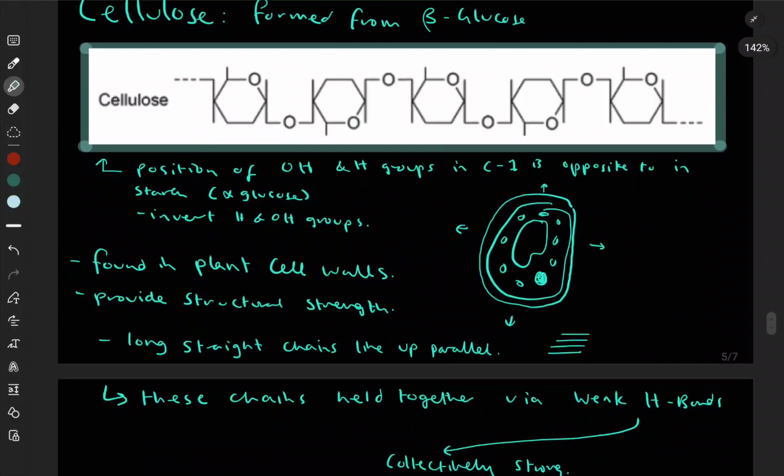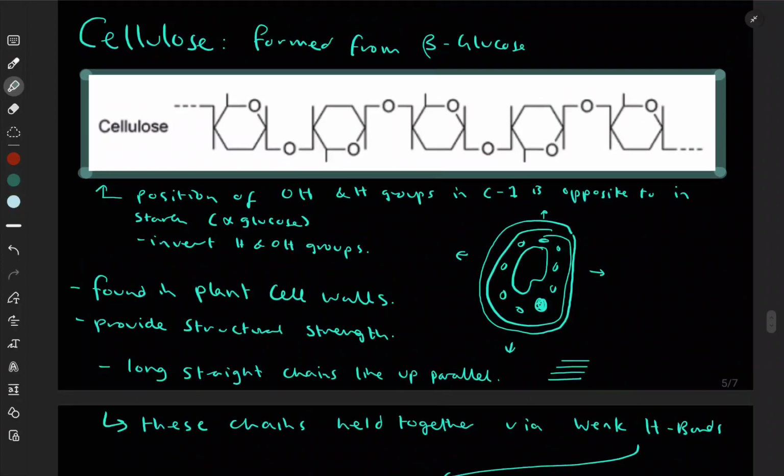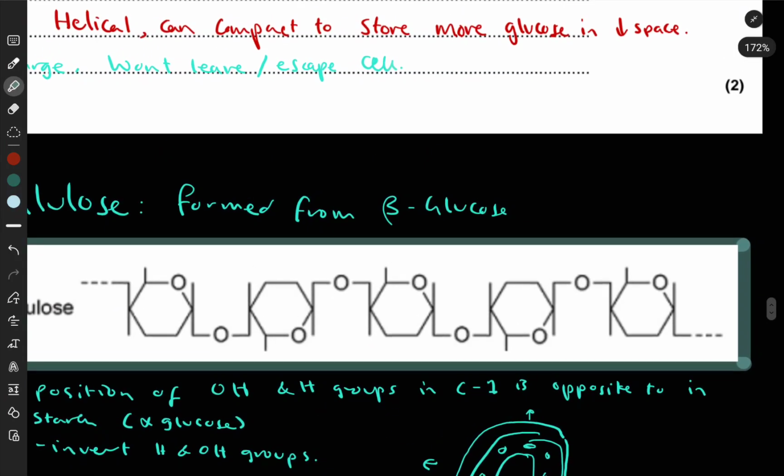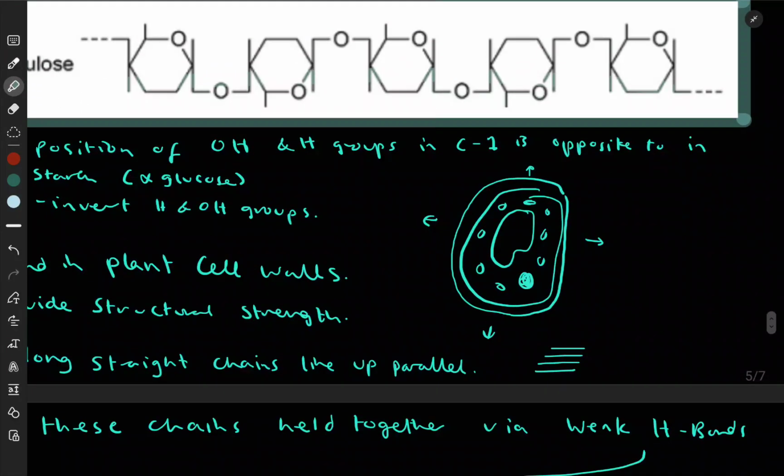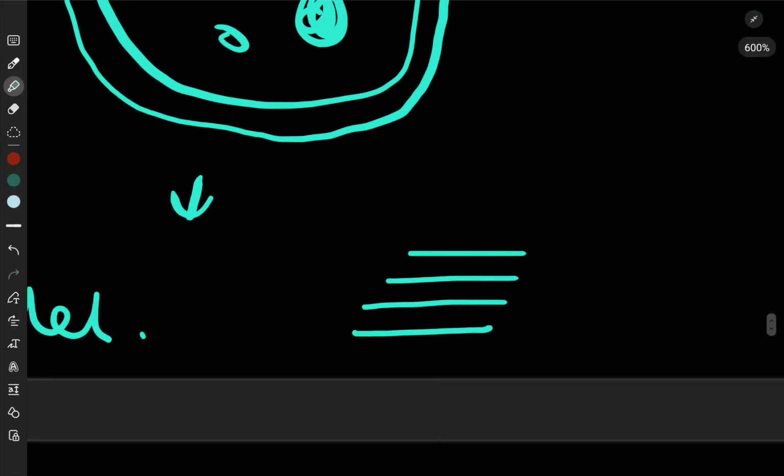Okay, next thing is cellulose can be found in plant cell walls to provide structural strength, and they are basically long straight chains that are lined up parallel. So this is just one chain that you can see here, and a lot of these chains line up parallel as seen here.